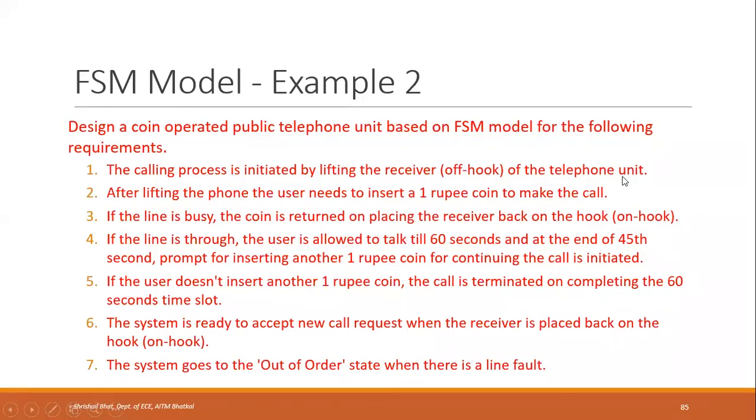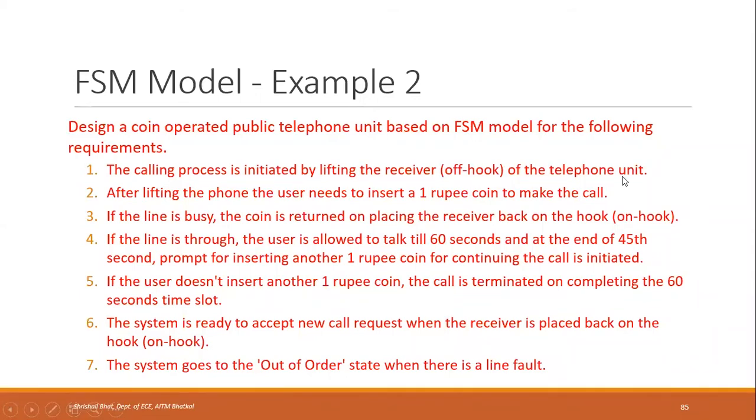Otherwise, when the user places back the receiver, the call will get terminated. The system is ready to accept new call requests when the receiver is placed back on the hook. The system goes to out of order state when there is a line fault. So the first thing it has to check is if there is a line fault, whether it is out of order. If it is not out of order, then it can accept a coin and try to make a call. Then if the line is busy, it has to return the coin. If the line is getting through, it has to make a connection and allow 60 seconds. At the 45th second, it has to indicate or prompt for another 1 rupee coin. Okay, so that process will continue.